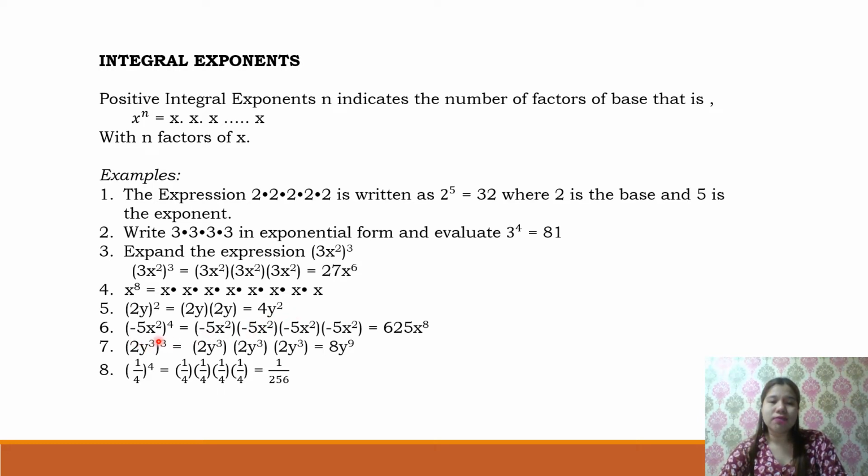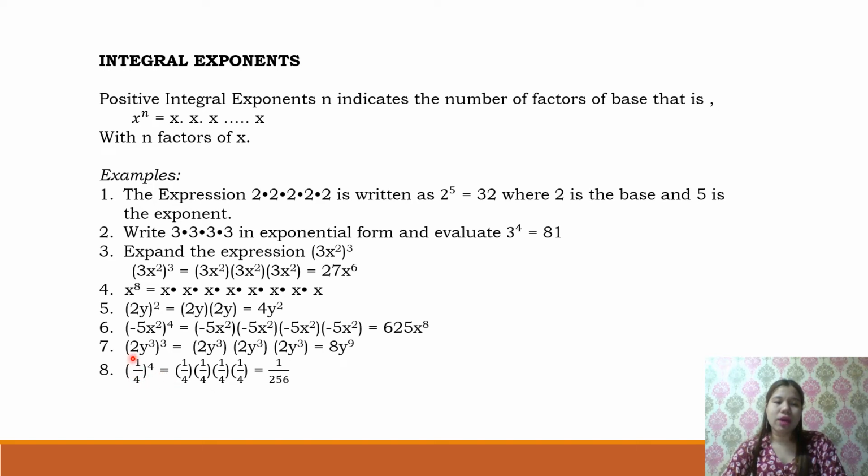Next is quantity of negative 5x squared raised to 4. So, four negative 5x squared. Numbers first. We have negative 5 times negative 5 is positive 25, times negative 5 is negative 125, and times negative 5 is positive 625. Then, add the exponents: 2, 4, 6, 8. So we have 625x raised to 8.